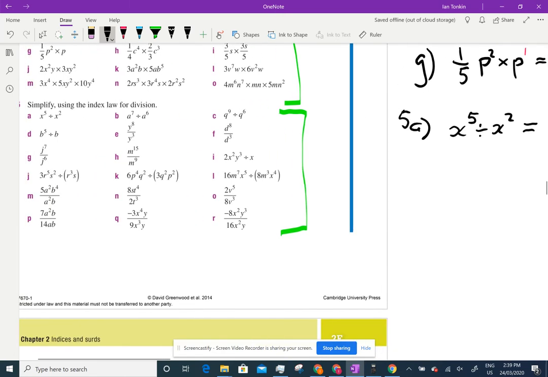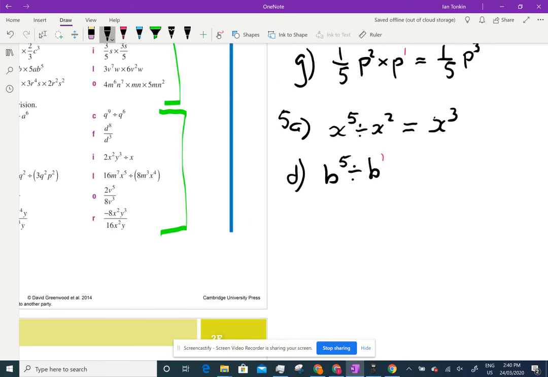The next one, b to the, so what have we got? D, b to the 5 divided by b. Remember our index result, there's a 1 there. And what do we do? We subtract them. So 5 minus 1 is b to the 4.